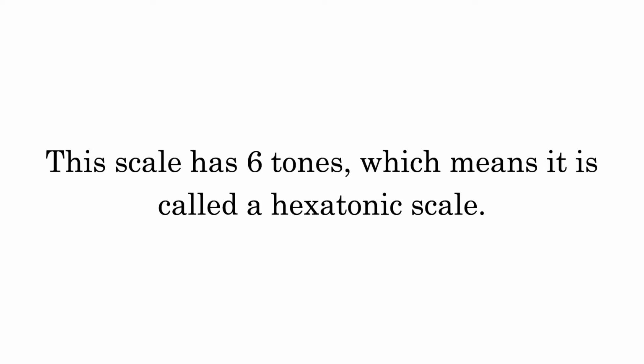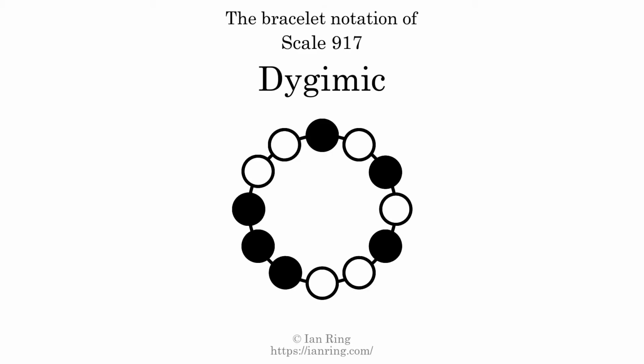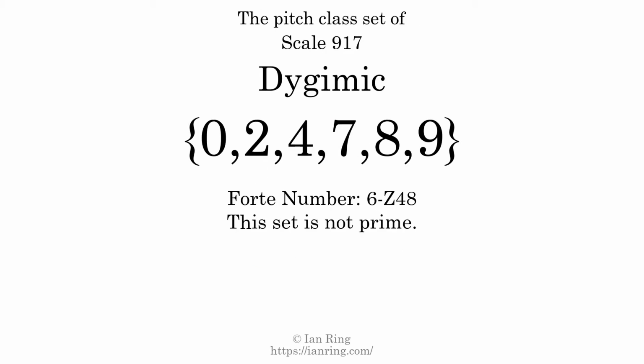This scale has 6 tones, which means it is called a hexatonic scale. This is a bracelet notation diagram of scale 917. The shaded circles represent tones that appear in the scale, and they are read clockwise, starting at the top. The pitch class set for this scale is 0, 2, 4, 7, 8, 9. The forte class is 6Z48. This set is not prime.